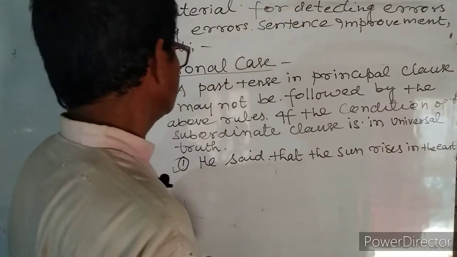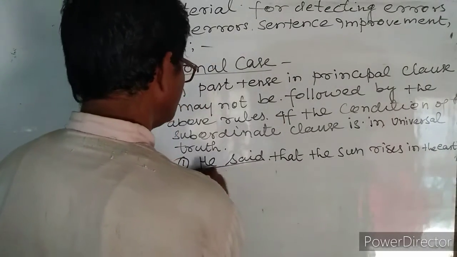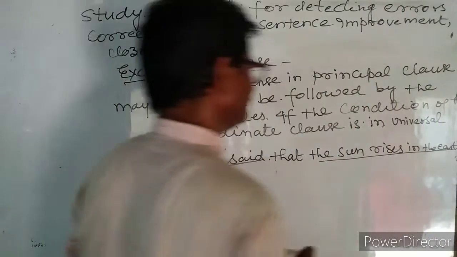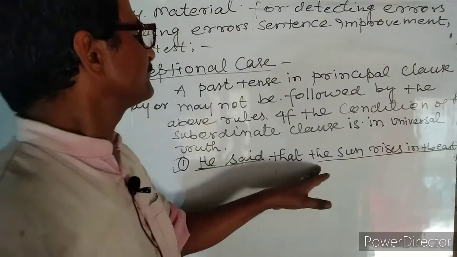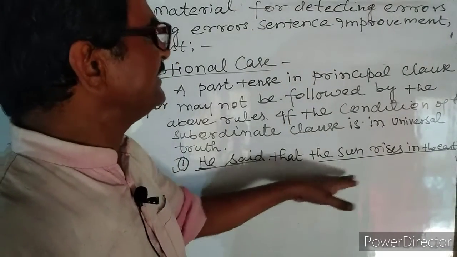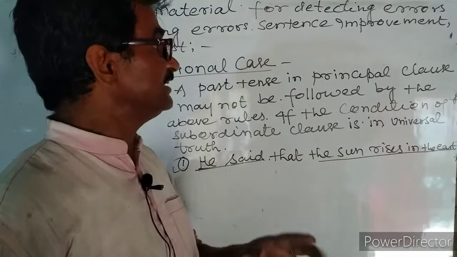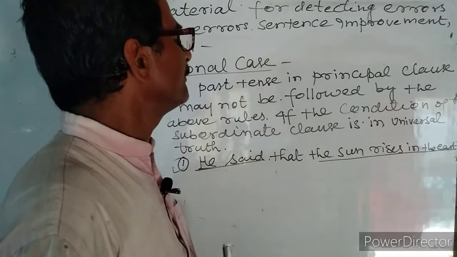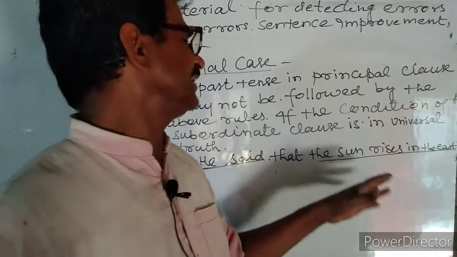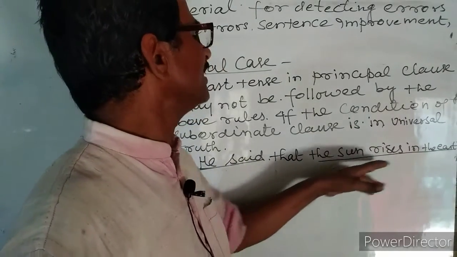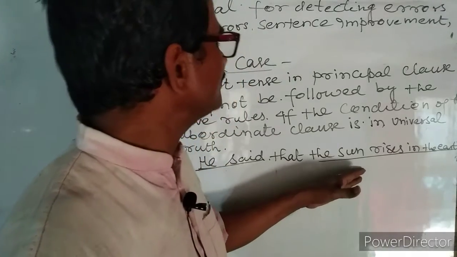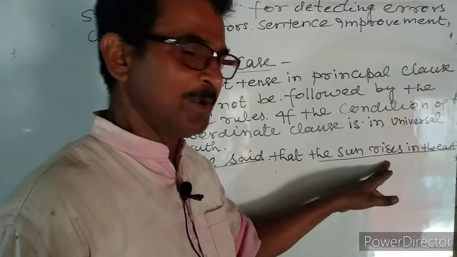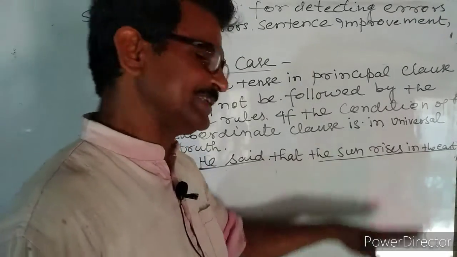In this sentence, the principal clause is in past form, but the subordinate clause is in present form, because the condition of the subordinate clause is a universal truth, that the sun rises in the east. It is a natural phenomenon and it cannot be changed. So it is an eternal fact that the sun rises in the east. So the universal truth cannot be changed, and the tense is in present form. It will be in present form.